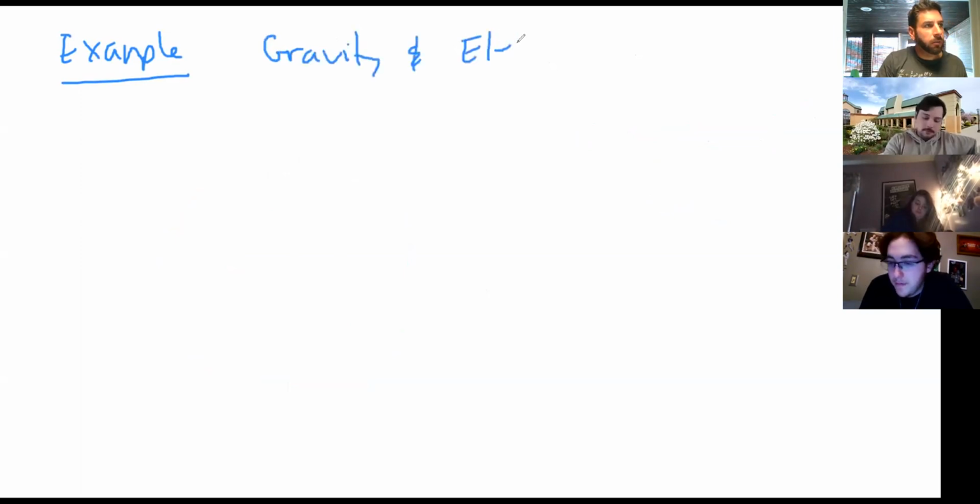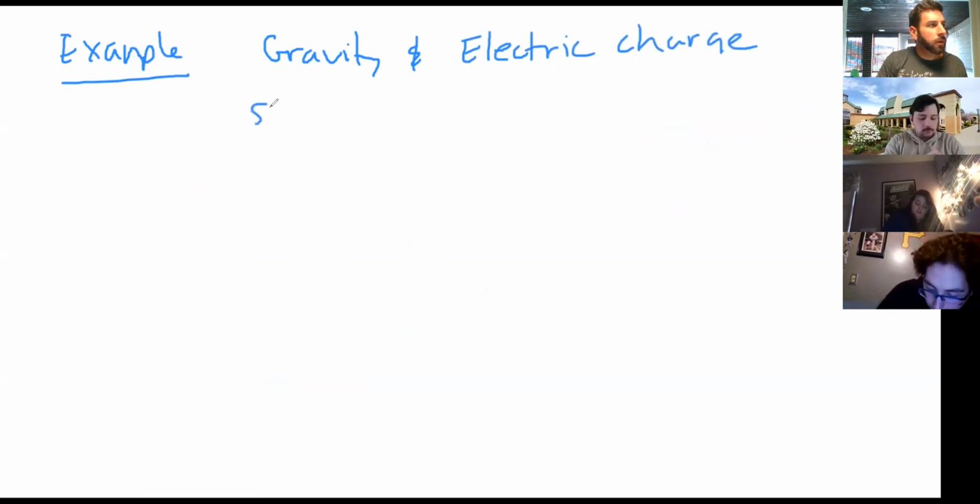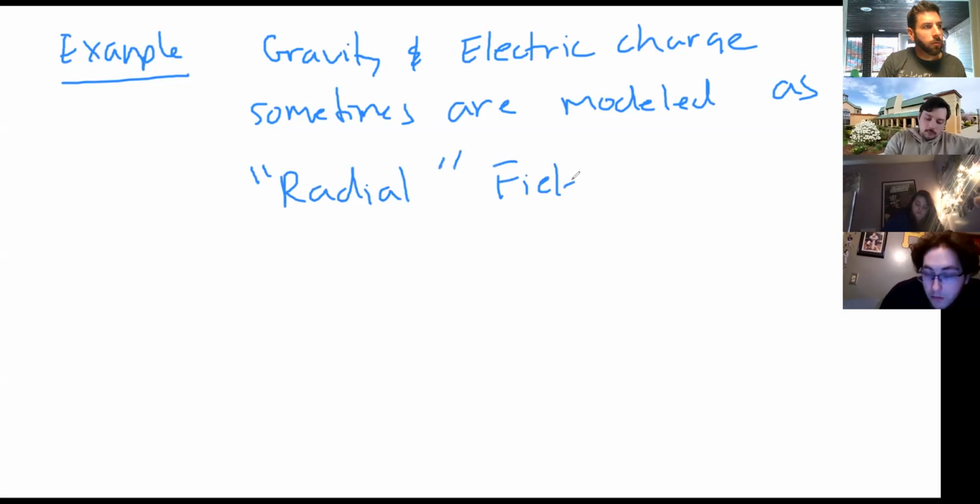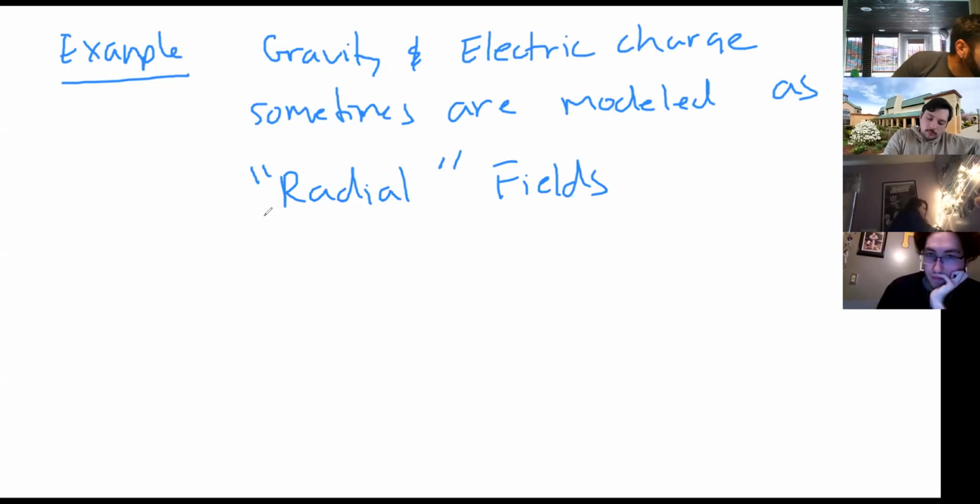So things like gravity and electric charge sometimes are modeled this way. So we call these radial fields. This just looks something like this. If you take any vector and divide it by its length, raised to some number, what you end up getting is the following.